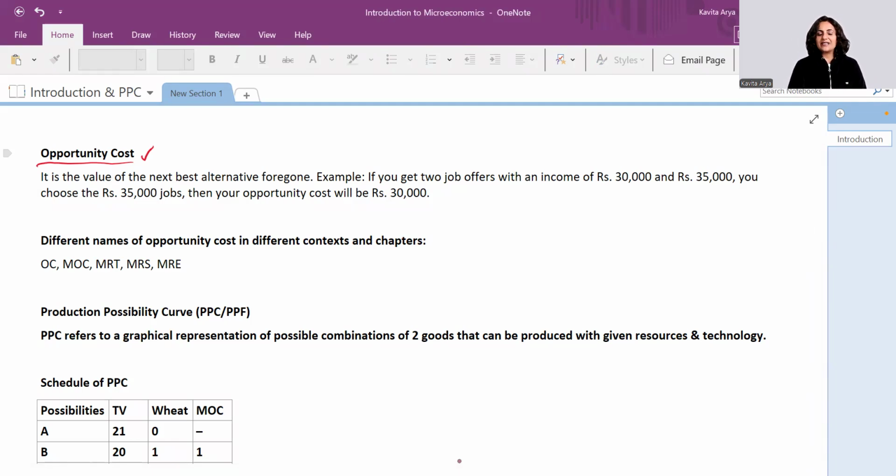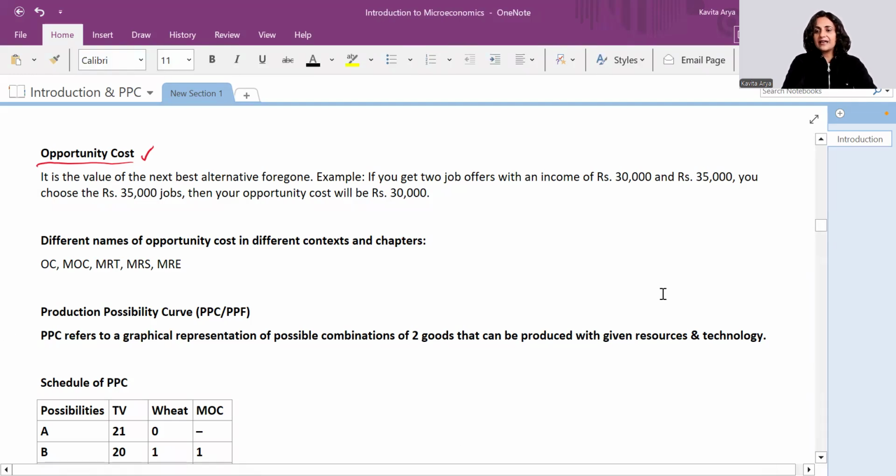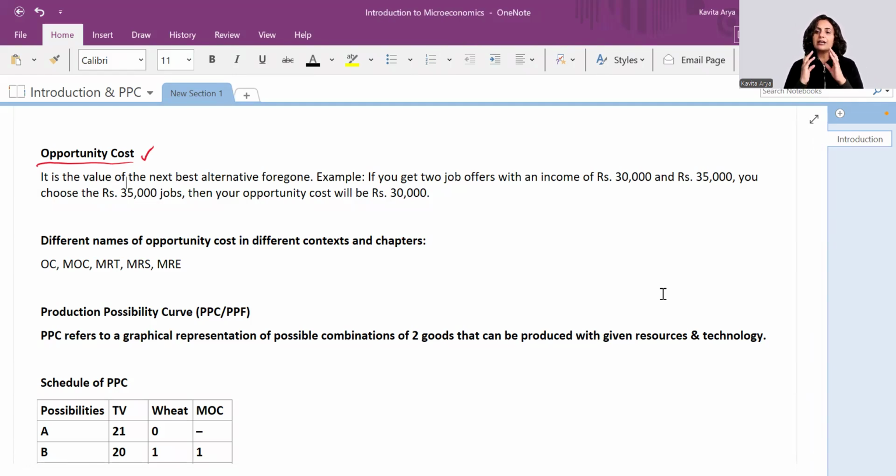Okay, let's proceed. Opportunity cost. Before giving you the technical terms, let me explain the same in simpler terms. What do you mean by the term opportunity cost? The opportunity lost is the opportunity cost.